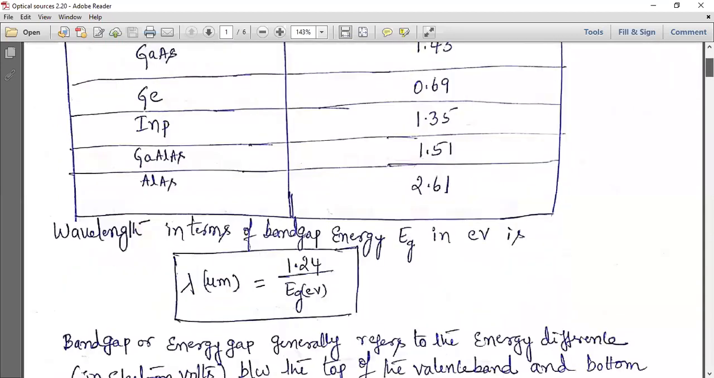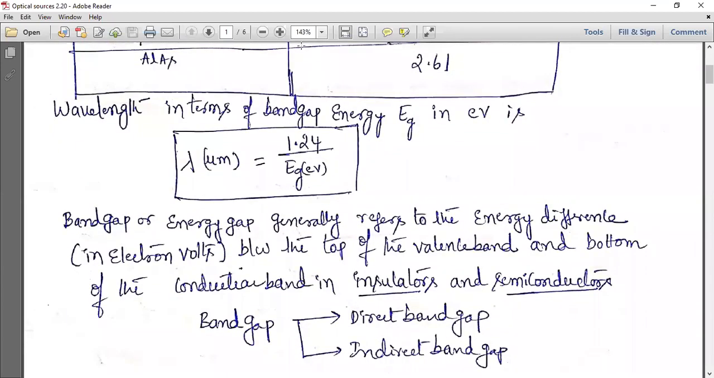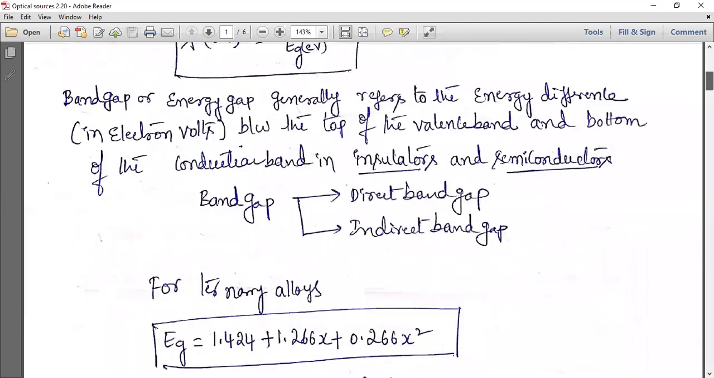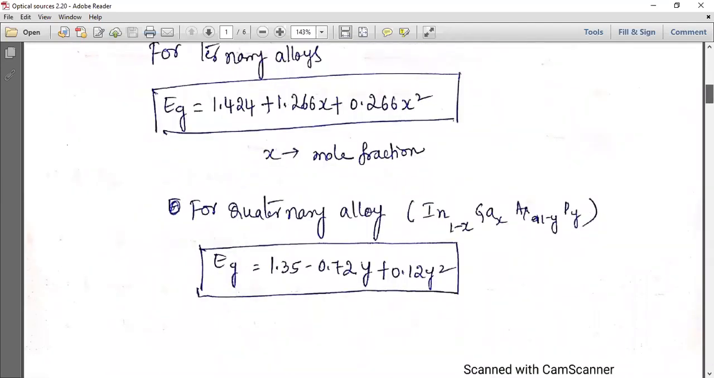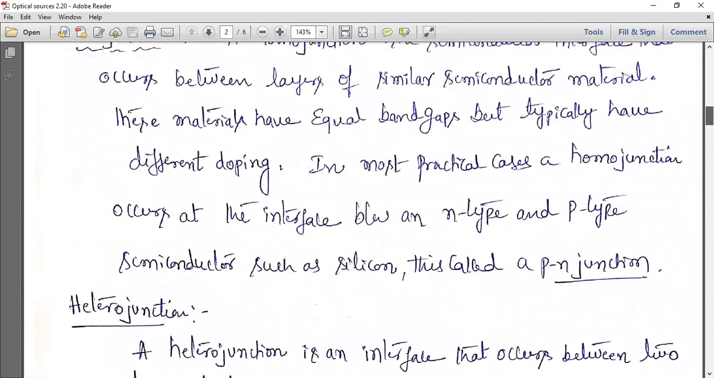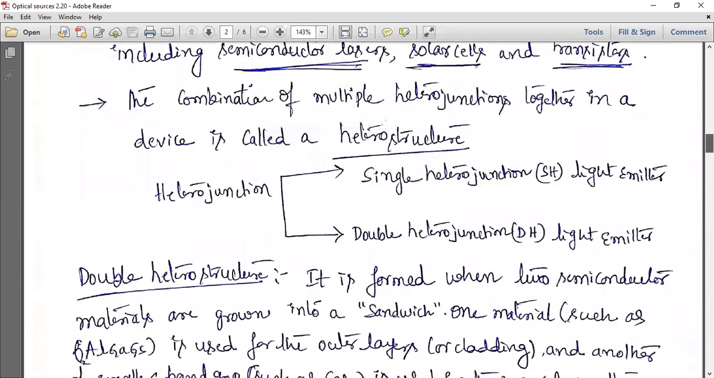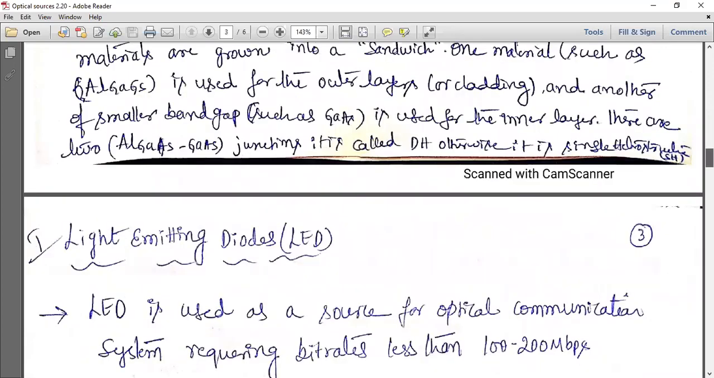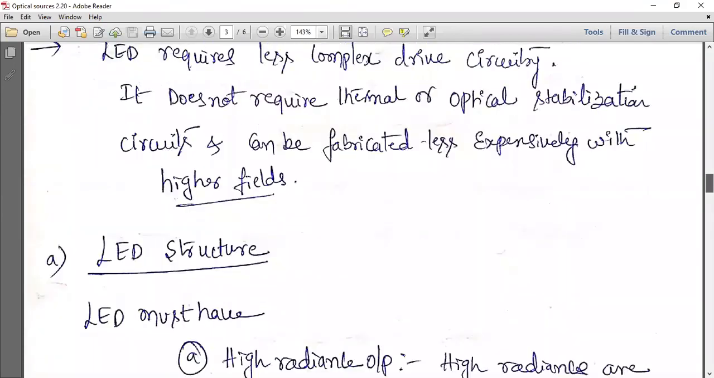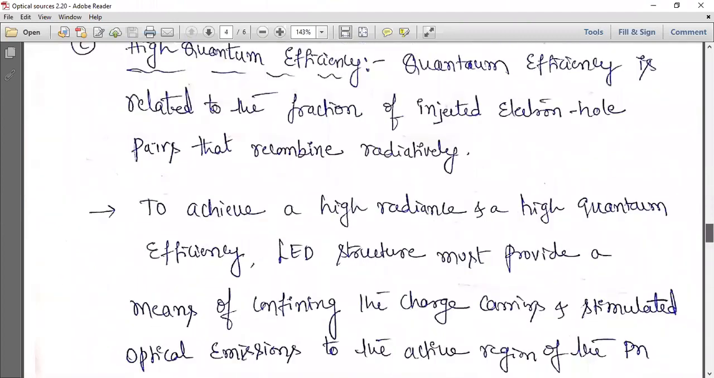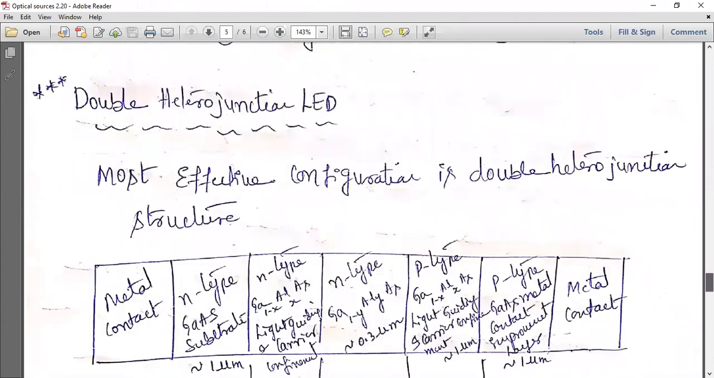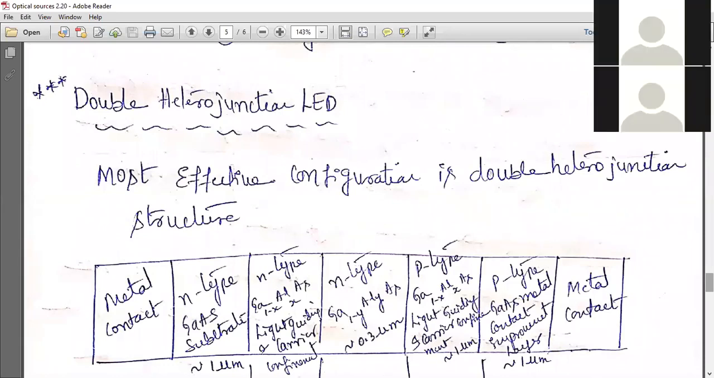And then we have explained the wavelength of generation with respect to the band gap, and then how to calculate the band gap energy, and what is homojunction, what is heterojunction, what is double heterostructure and single heterostructure, and the requirements for LED. We also discussed the double heterojunction LED. This is important, as well as the characteristics of optical sources, which we discussed in the first class. I hope you have understood to some extent, and I will stop my share.